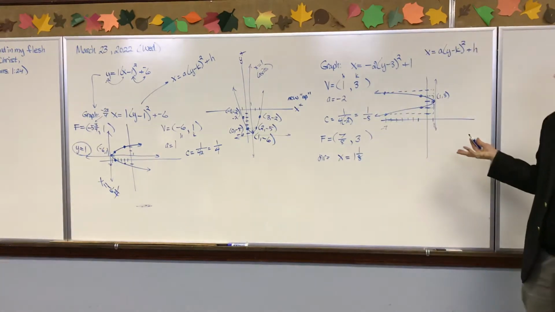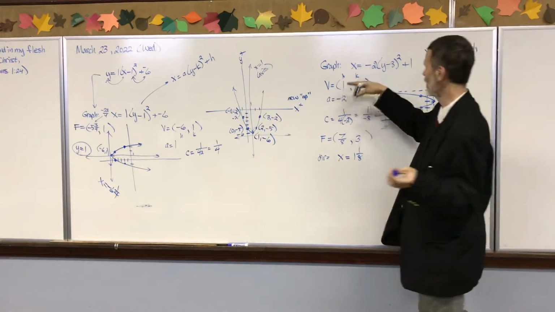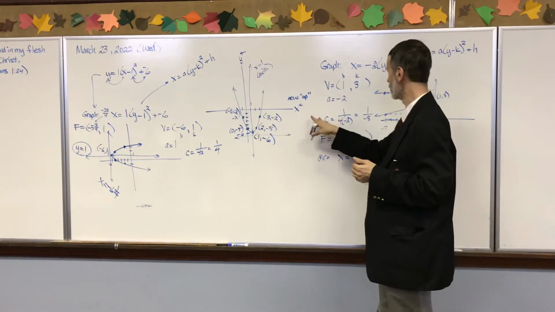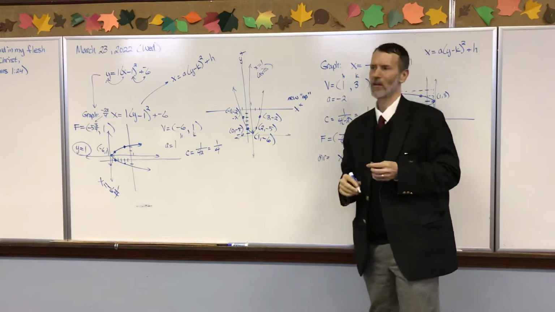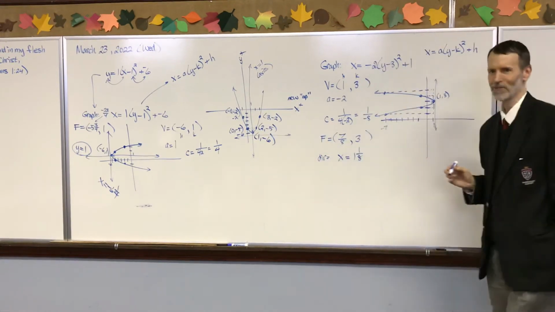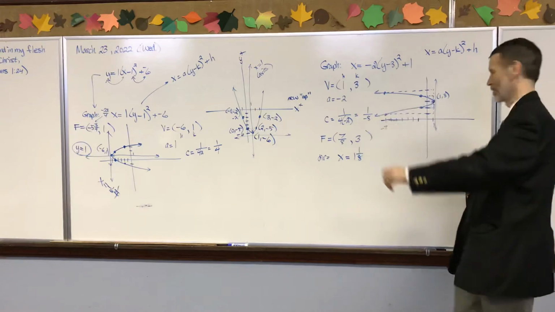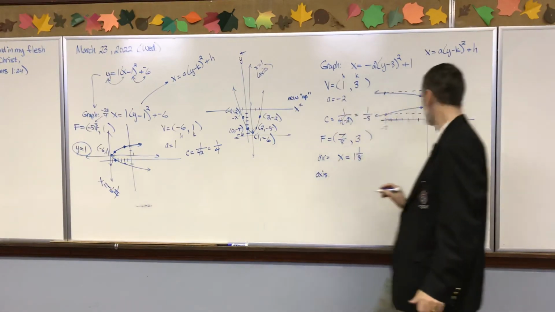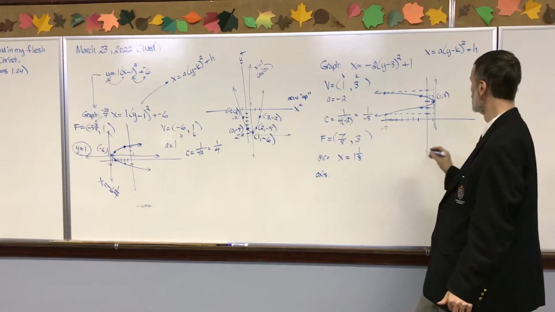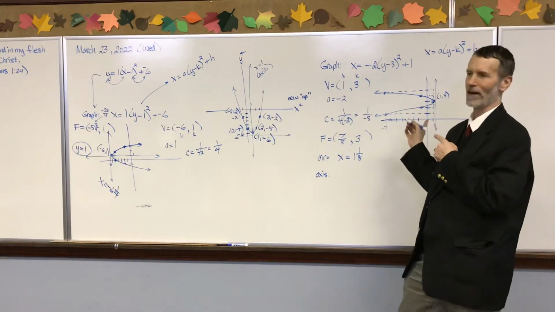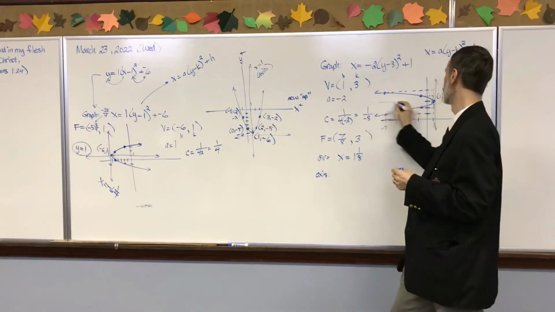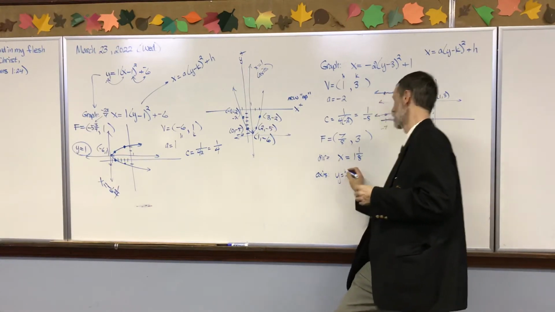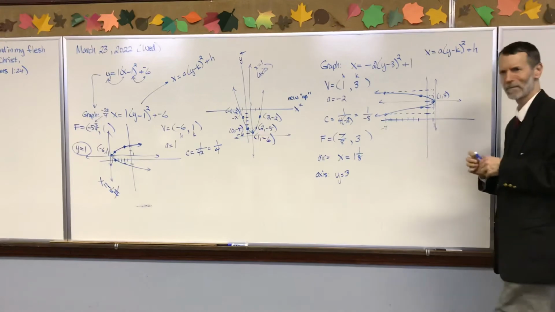Got it. Make sense? And you've got your vertex, height multiplier, focal move, focus, directrix. One last thing, axis of symmetry. Go. Awesome. What is the axis of symmetry? You can probably tell by the graph. Y equals 3. Y equals 3. Is everybody good with that?